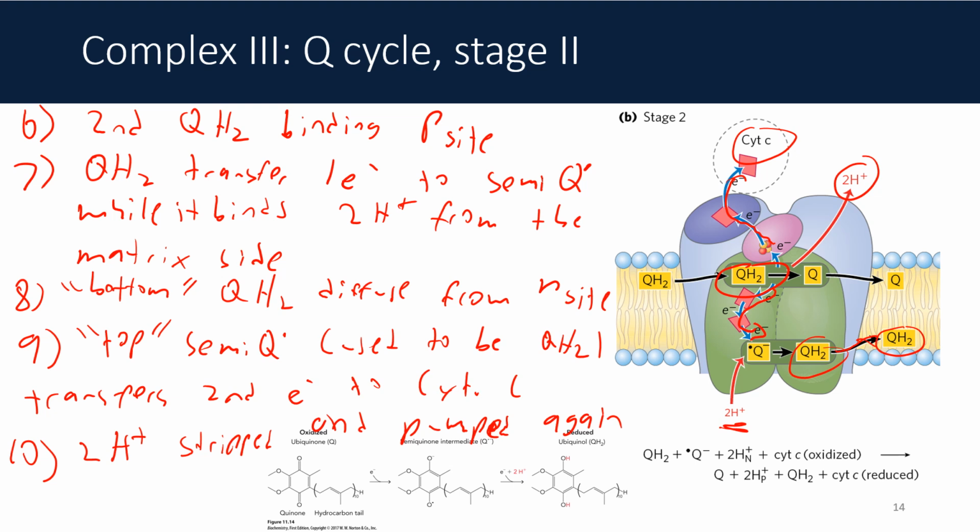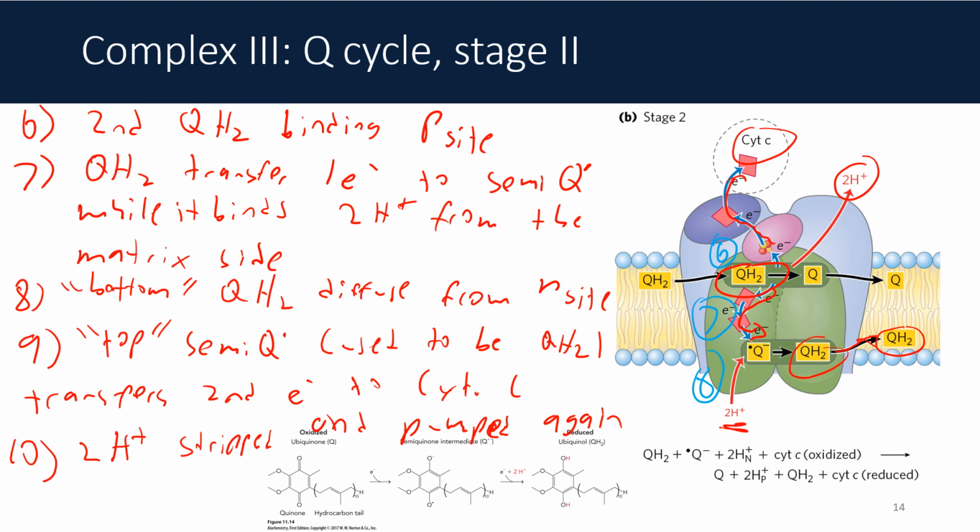So in a nutshell, we have altogether step 6, which is binding of QH2 in that top slot. Step 7 is the first electron transfer event downwards to that semiquinone. Step 8, we pick up two protons from the matrix and form a brand new QH2, which is then going to leave.